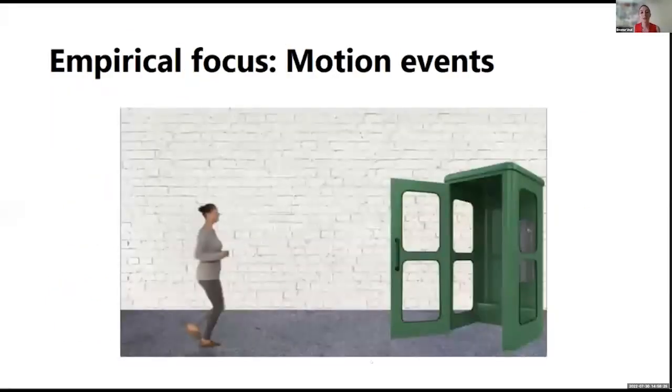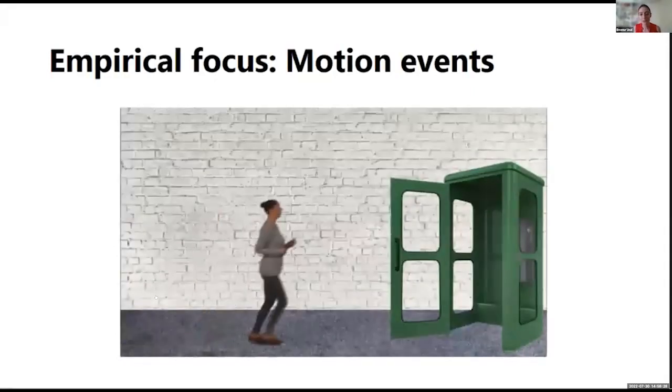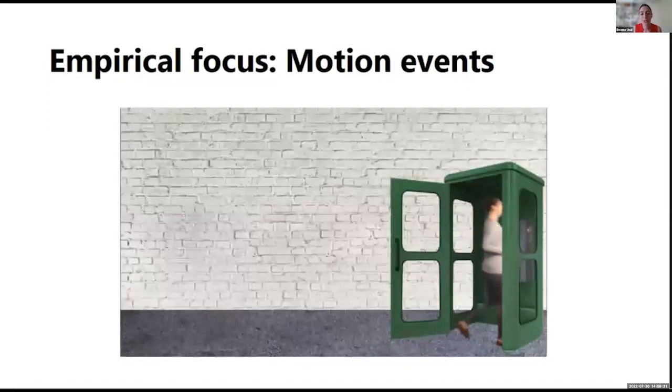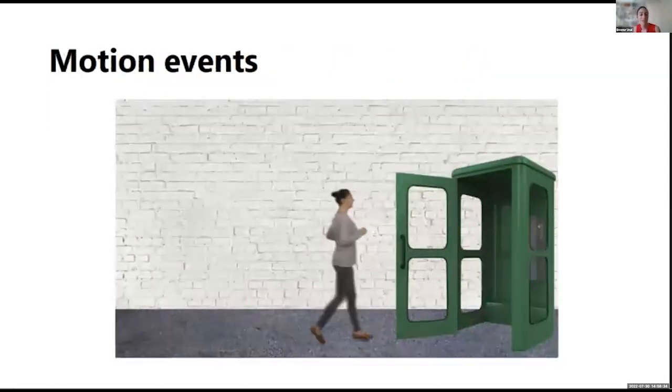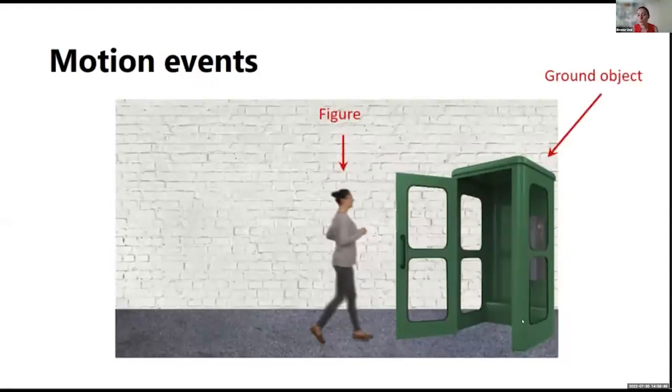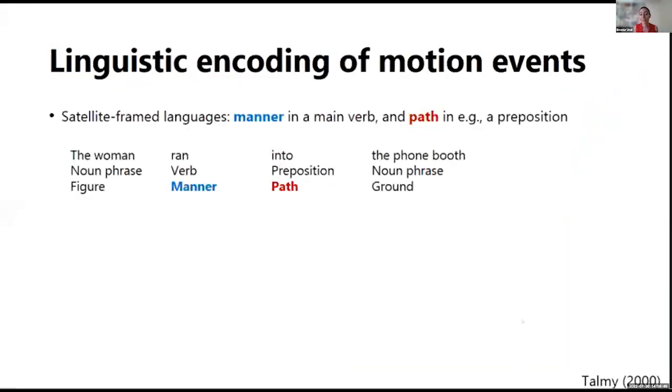And to do so, we're going to focus on motion events like this one. So we have a woman running into a phone booth, and motion events are composed of several important semantic elements. So we have a figure, that's the moving entity, which moves in relation to a ground object, following a certain way of moving, a manner, and a specific trajectory or path of motion. And languages also distribute information about these components to different parts of speech or syntactic phrases. So for example, in English, the manner of motion is encoded in the main verb, like run, and then path of motion is expressed in a prepositional phrase, such as into the phone booth, that is linked to that main manner verb.